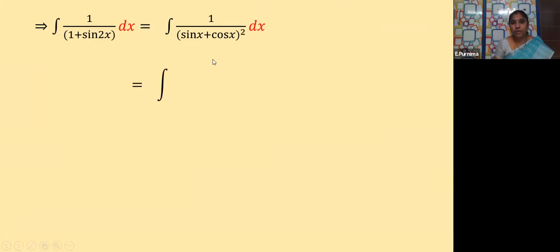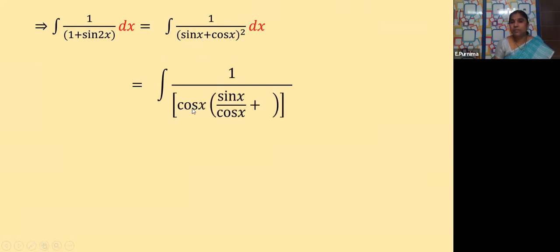What I am trying to do is, in these two terms, I am taking cos x common. If cos x is taken common, what happens here? It becomes (sin x by cos x plus 1) whole square. Because the square is there for the entire term, it is for cos also. So it is nothing but 1 by cos square x, I am separating the powers here, into (sin x by cos x, which is nothing but tan x, plus 1) whole square.